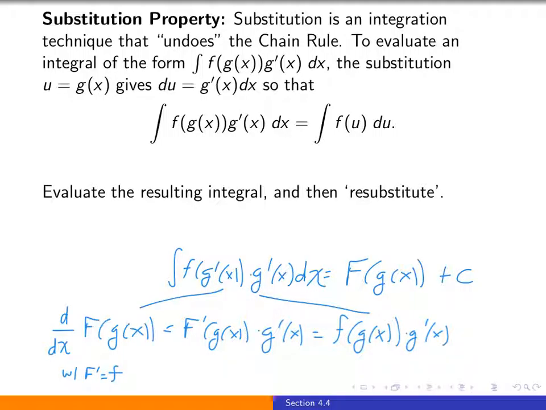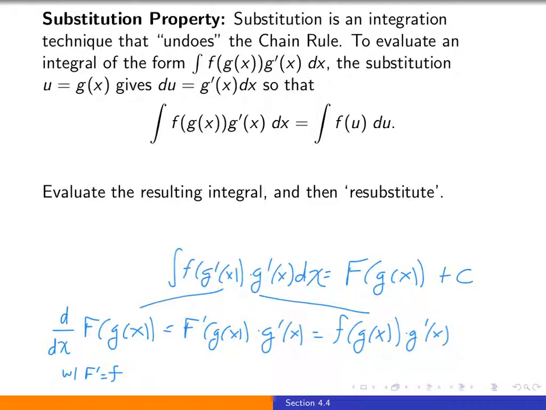Now, to give it a more procedural aspect, we're going to let u be g of x. So the g of x becomes a u. Then thinking in terms of differentials, which we've previously discussed, du is g prime x dx. So the g prime x dx becomes a du. The idea is that if you use this technique, you start with what might look like a difficult integral, and it becomes simpler looking. You evaluate this simpler integral, and then you resubstitute.